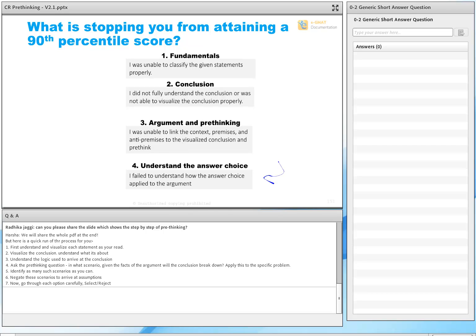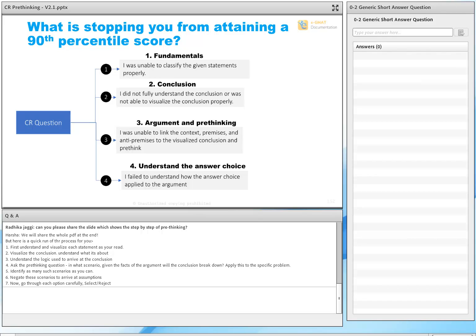Because if you fail to understand the answer choice, as you saw in the last 2 questions, you will make mistakes. And you've got to do all of this on a single CR question, and you will do this in less than 2 minutes once you build those skills. Without those skills, you might end up spending 10 minutes.